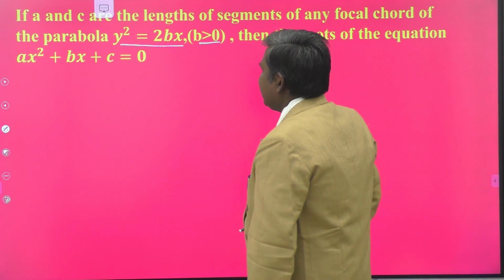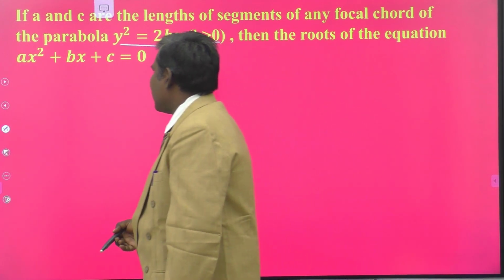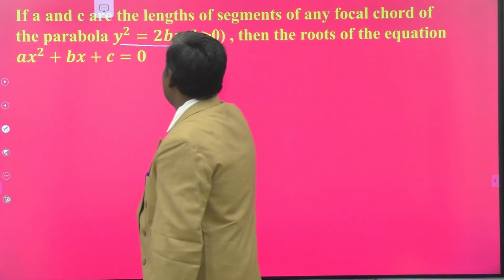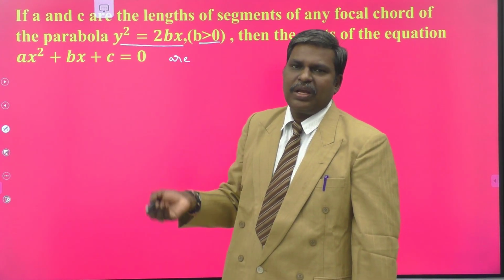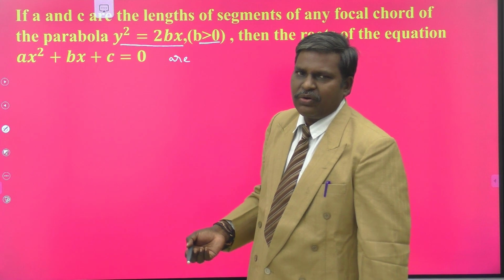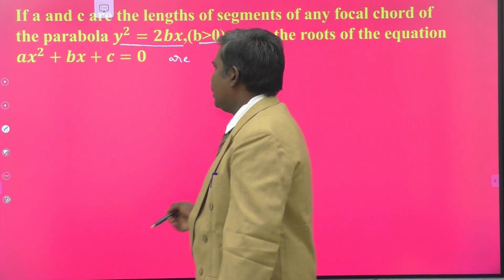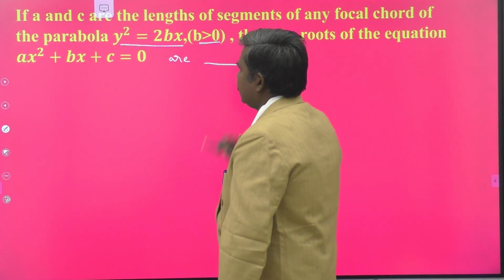Then the roots of the equation ax square plus bx plus c equal to 0 are, we mean either they are real and distinct, real and equal, or imaginary. We have to find out the nature of the roots of this equation.